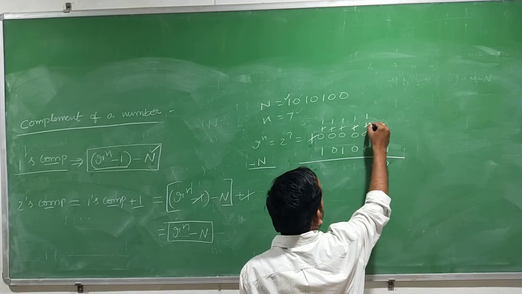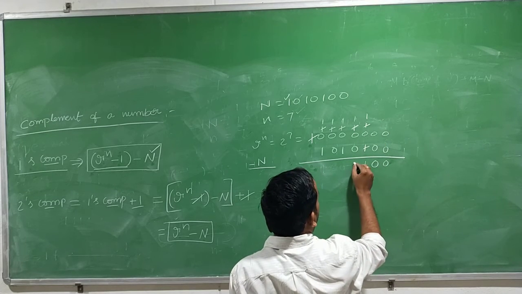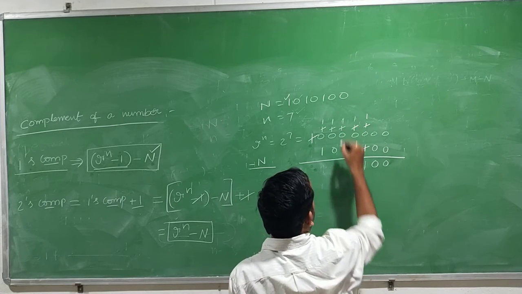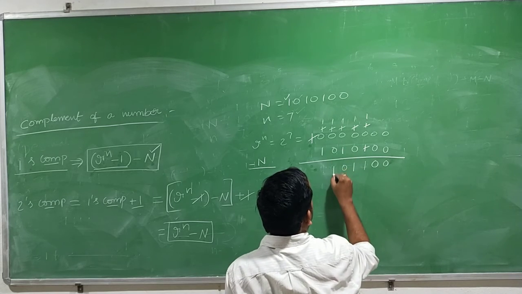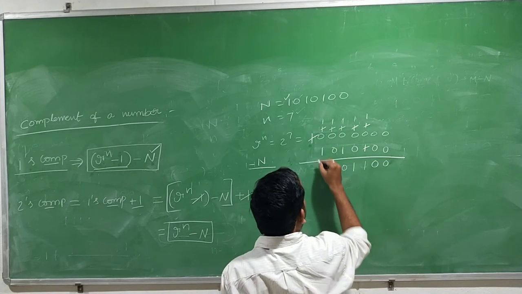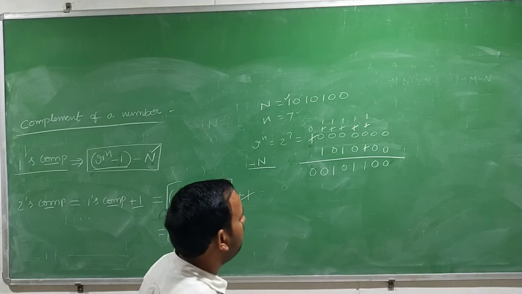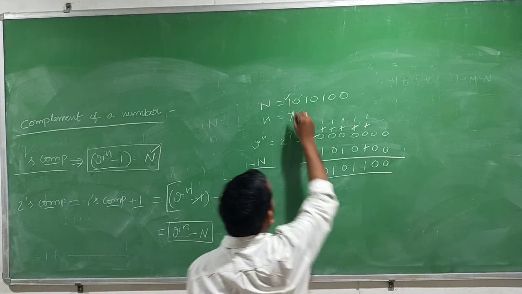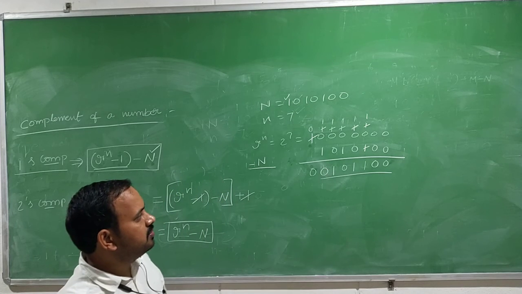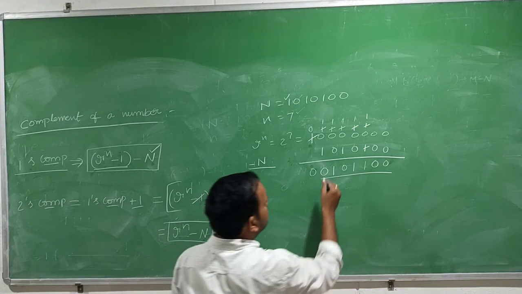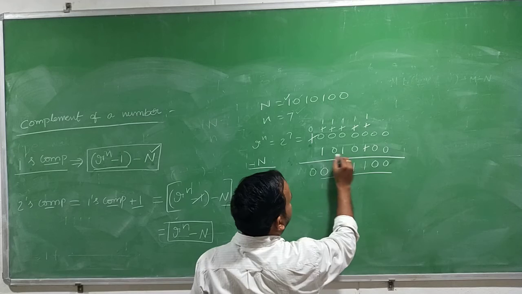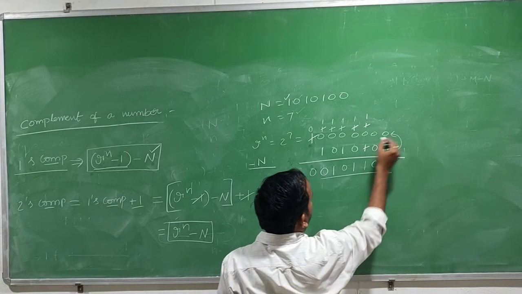Now this one and this one will be cancelled out. This one will become here 1. 1 minus 1 is 0. 1 minus 0, 1. 1 minus 1 is 0. Here already I have given the borrow, so it has 0, right? So this is the 2's complement of the given number. If you observe carefully, always the given number you need to subtract from the zeros only.